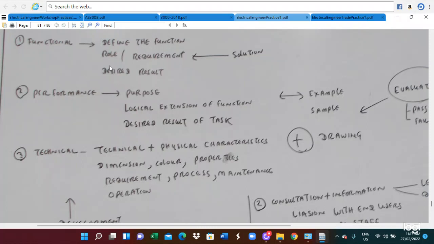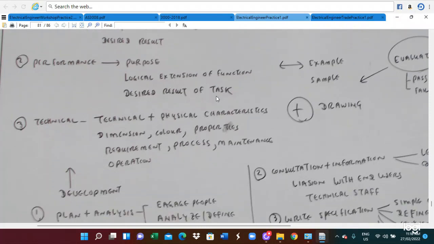Functional means you have to define the function, rule and requirement, and how the solution works. And based on your solution, you have to design the equipment, you have to utilize the equipment to satisfy a certain performance. And then for technical, you further develop the technical specification.